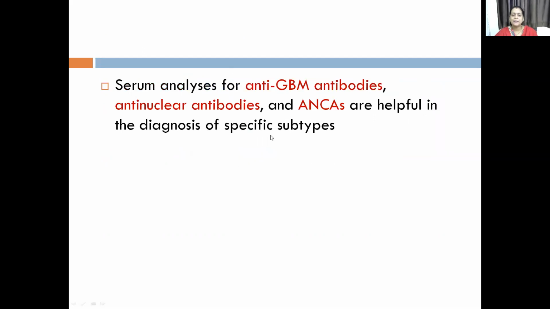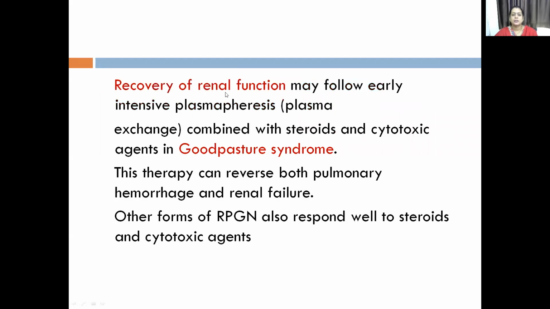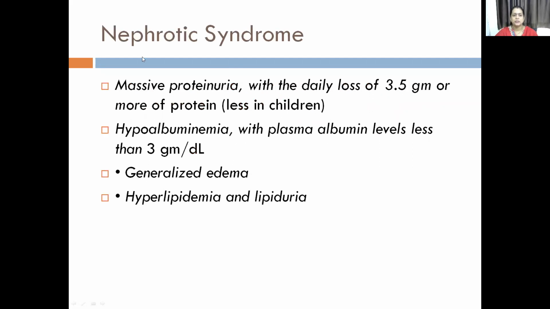For investigations other than microscopy, we analyze anti-GBM antibodies, anti-nuclear antibodies, and ANCAs. Recovery of renal function can be seen with plasmapheresis in Goodpasture's. This therapy can be used for both pulmonary hemorrhage and renal failure. The other forms also respond well to steroids and cytotoxic agents. So we finished the nephritic syndrome.